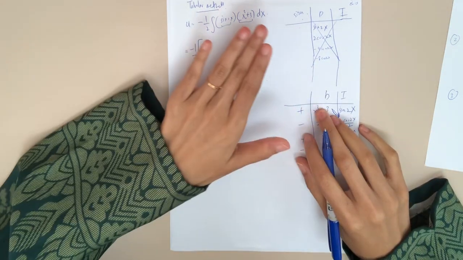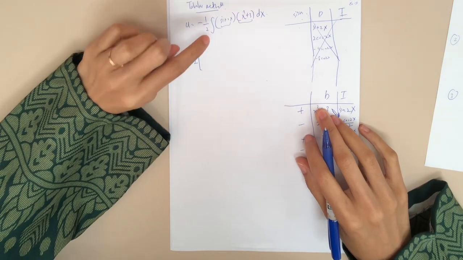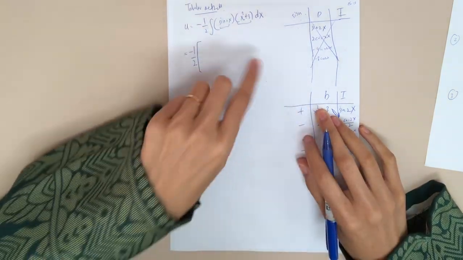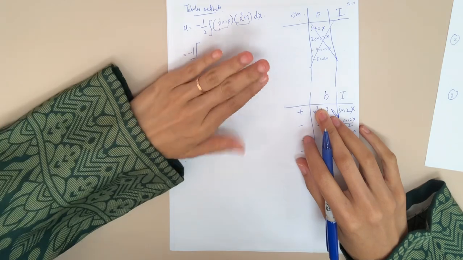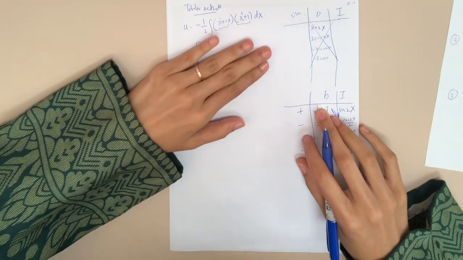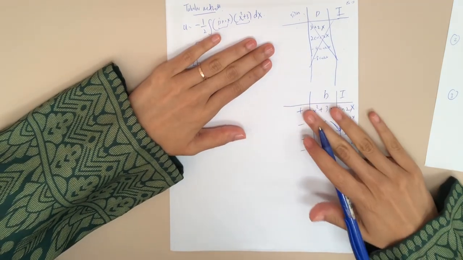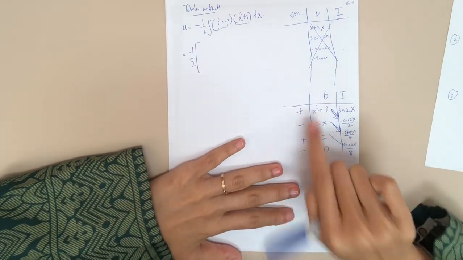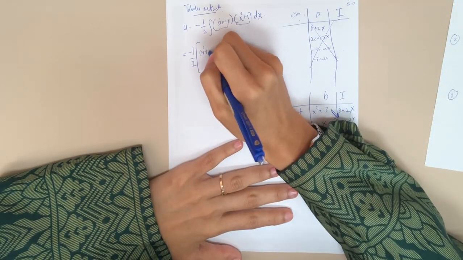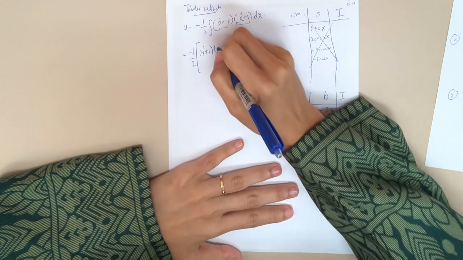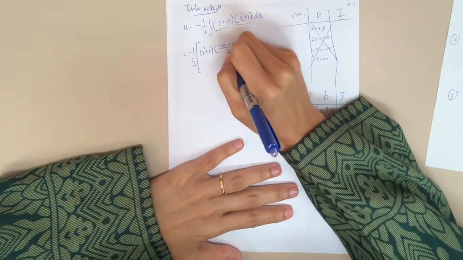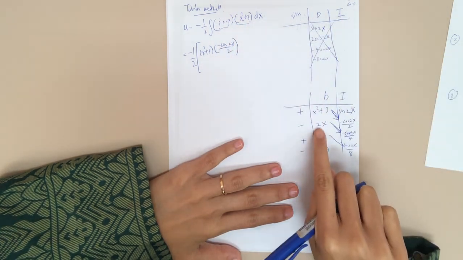So for the tabular method, even though this equation is actually integration, there is no integration here, because you already did it here. So just fill up. So x square plus 3 times negative cos 2x over 2. Okay, done. Then proceed to the second row.